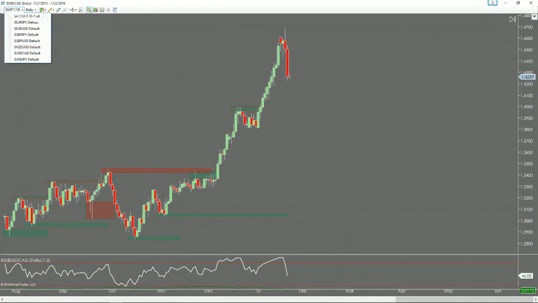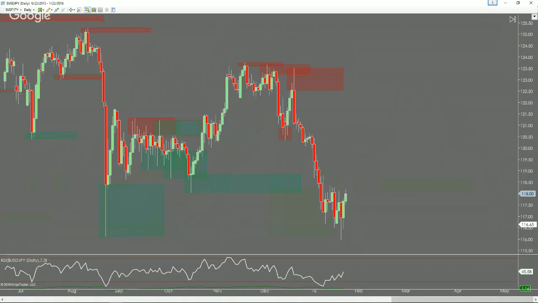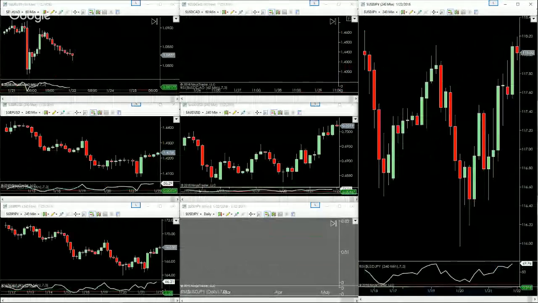So let's go to dollar yen. And we're still in that zone of support. Let's go to 240. Oops.